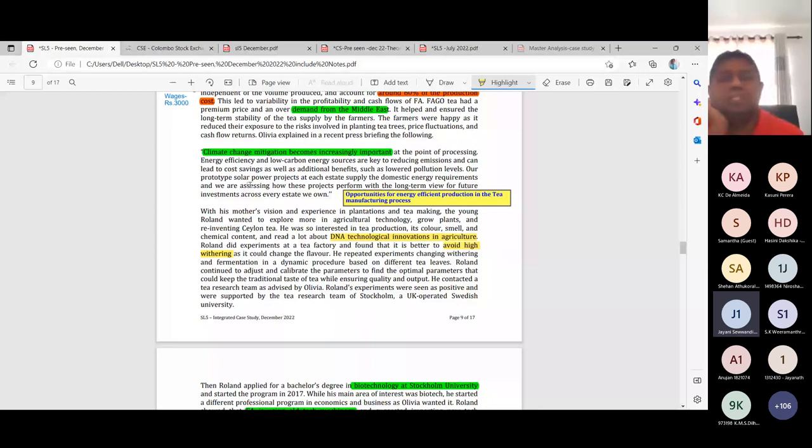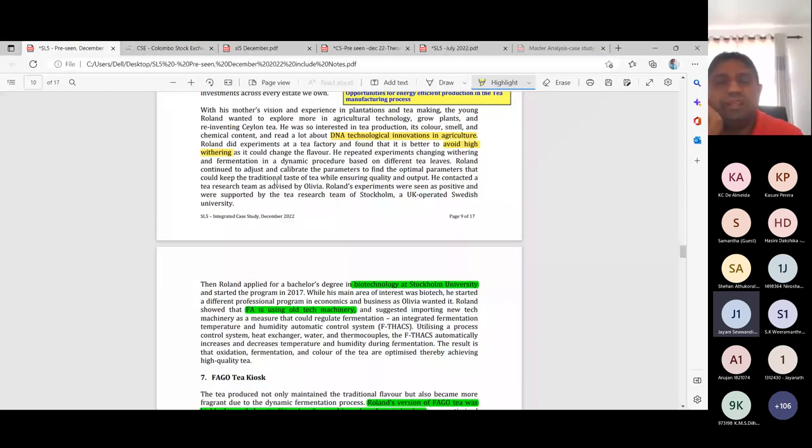So with his mother's vision and experience in plantation and tea making, the young Roland wanted to explore more in agricultural technology, grow plant and reinventing Ceylon tea. So that Roland, the elder son, he's in the business, right? So in the unseen, I think there will be more information about him. He was so interested in tea production, its color, smell, and chemical content, read a lot about DNA technology innovation in agriculture. Roland did experiment at a tea factory and found that it is better to avoid high withering as it could change the flavor.